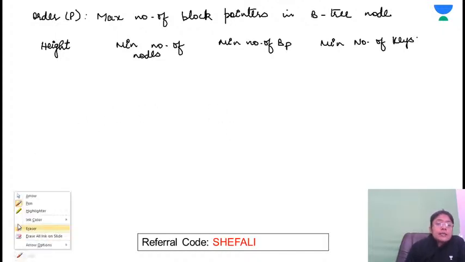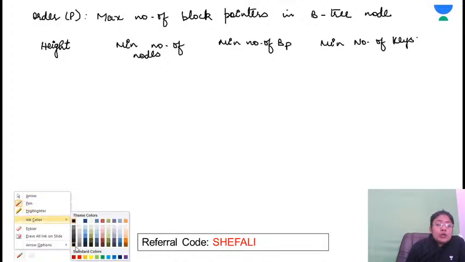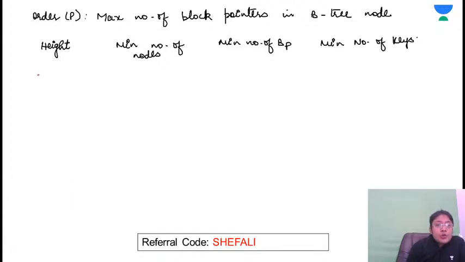Okay, so what is the height of the root node? Height of a root node is 0. And if I talk about the level of a root node, that is 1. If a question comes on height or level, then you can refer to that. First of all, we are considering height 0, which means I'm talking about the root node. For the root node, height is 0 and level is 1.